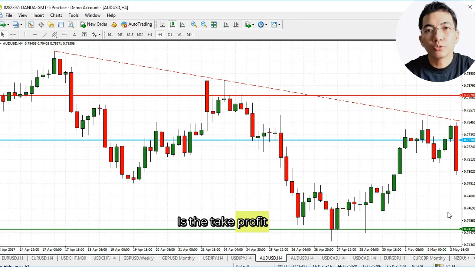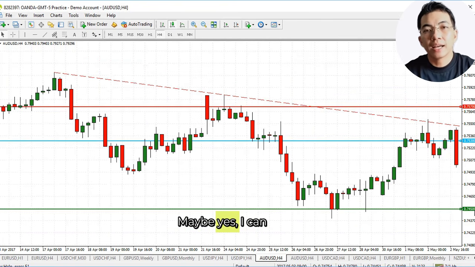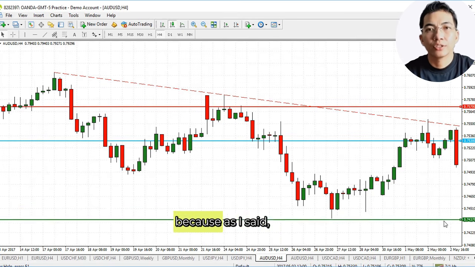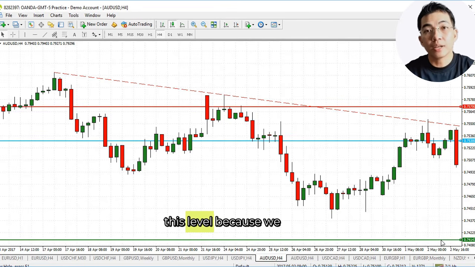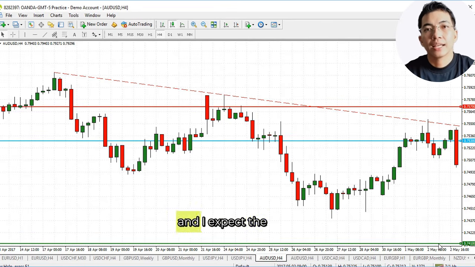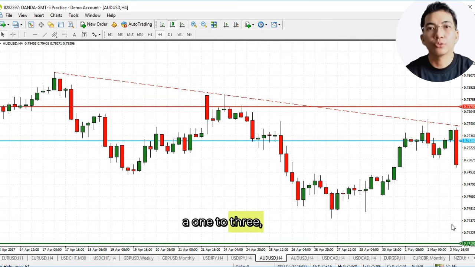Is the take profit too close to my entry level? Maybe yes. I can increase my take profit because, as I said, I expect the price to go lower than this level because we are in a downtrend and I expect the price to form a new low. I move my take profit by another 40 pips, so I have a risk to reward of 1 to 3, and this level seems fair. I think that the price can reach this line if the downtrend continues.